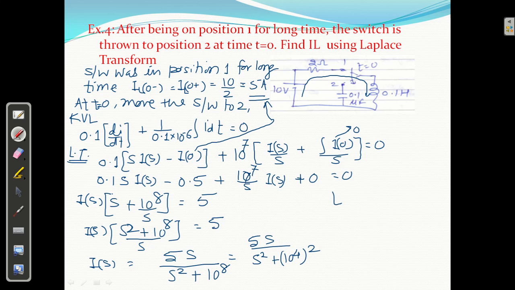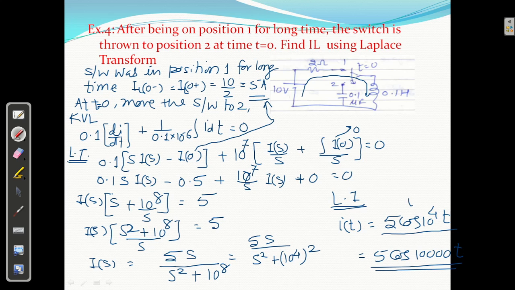And if you take the Laplace inverse, S upon S square plus omega square is the transform of cos of omega t. So this 5 is a constant. So I of t equal to 5 times cos of omega t. How much is omega? 10 raised to power 4. So I am getting 5 cos of 10 raised to 4 t. So this is the answer I am getting.